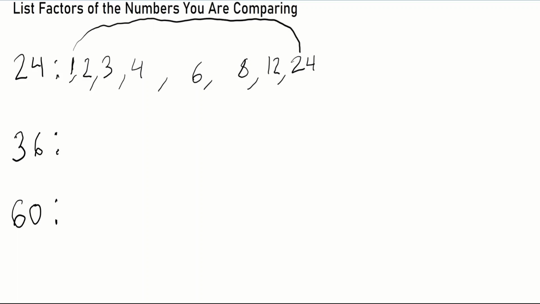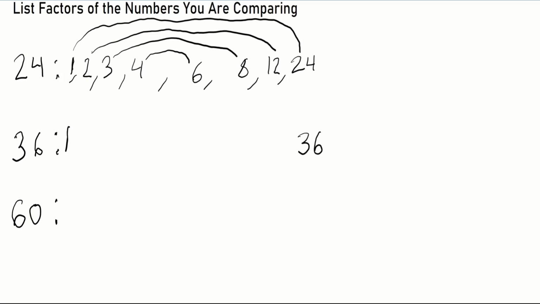So 1 times 24 is 24. 2 times 12 is 24. 3 times 8 is 24. And 4 times 6 is 24. Let's do the same for 36. So we have 1 and 36. 2 and 18.